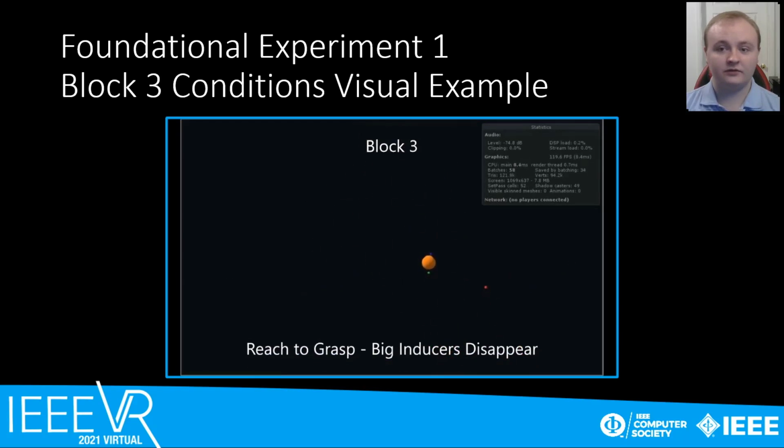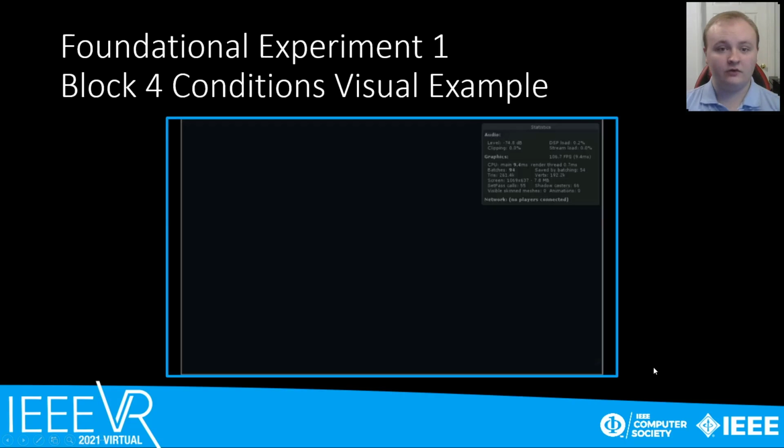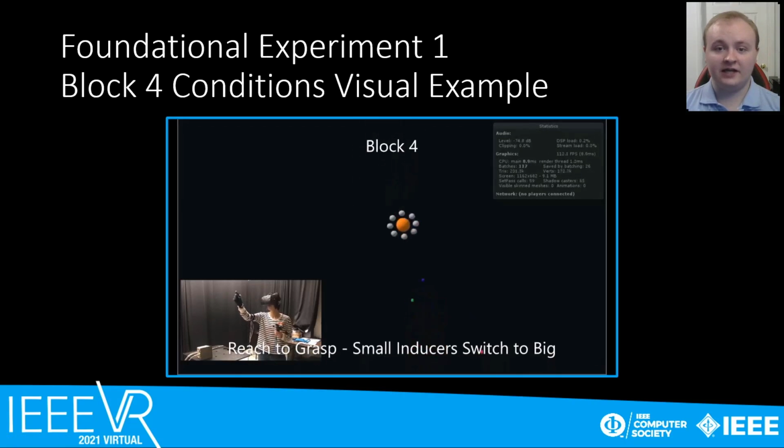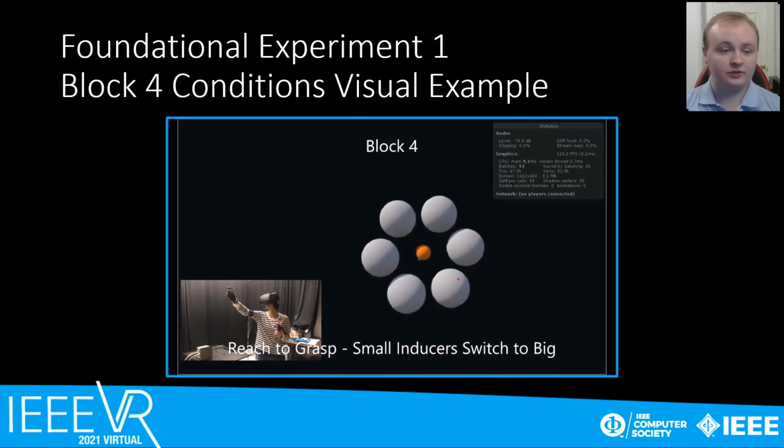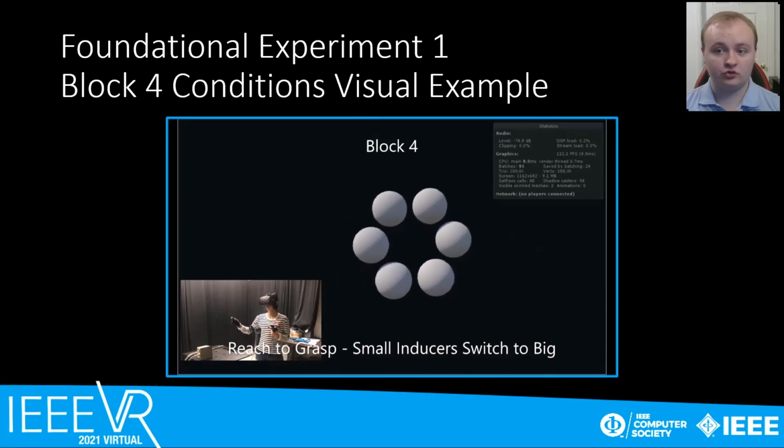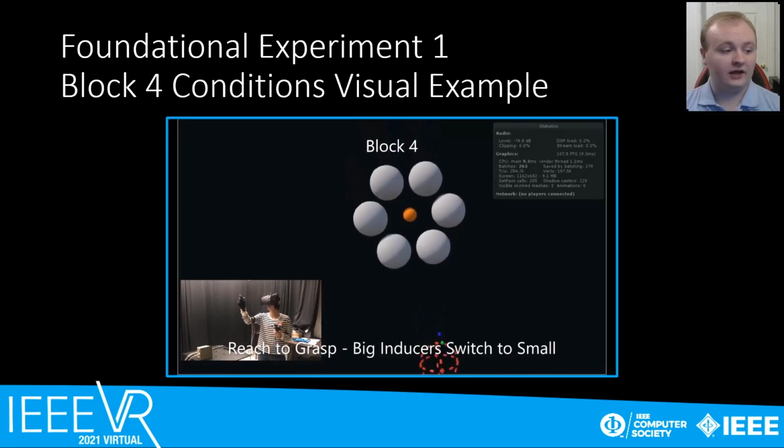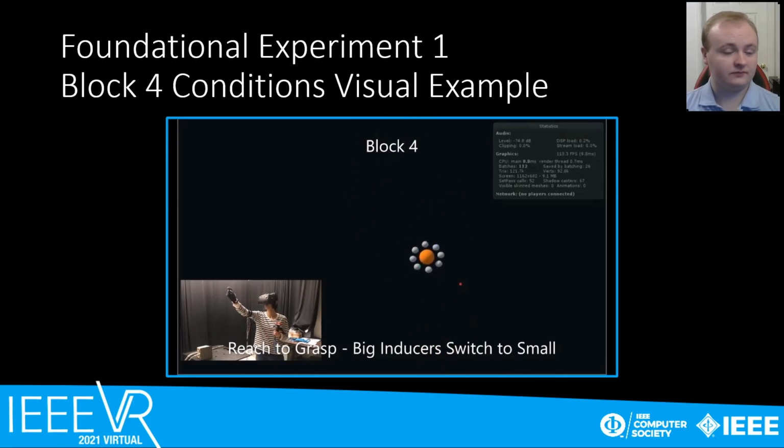and large disappear. Here in block 4, we have our next set of dynamic illusions in which the inducers will swap to the opposite condition. So it includes control, small to large, and large to small conditions.